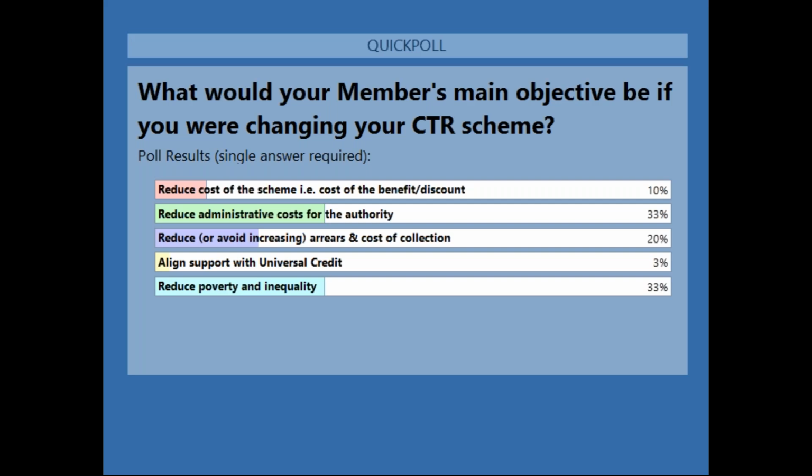It's always seemed to me that reducing the administrative cost, aligning support with universal credit, and arrears and cost of collection have always come from the officer side, who are very, very aware of small changes or big changes like universal credit that are increasing admin costs. And the officers are aligning their objectives with the members' ones, obviously, because the two have to be aligned. So it's very interesting to see so many members that are concerned about the admin cost as well.